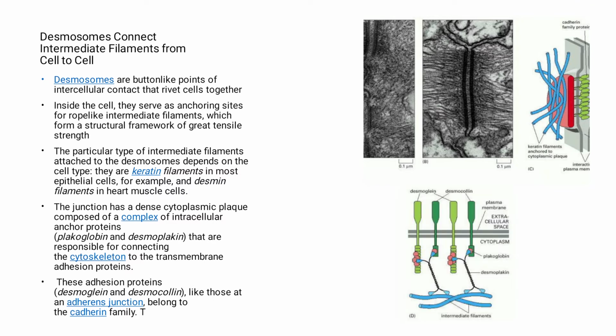So in letter D, it shows some of the molecular components of a desmosome. Desmoglein and desmocollin are members of the cadherin family of adhesion proteins. Their cytoplasmic tails bind plakoglobin, which in turn binds to desmoplakin. Desmoplakin also binds to the sites of intermediate filaments, thereby tying the desmosome to these filaments.